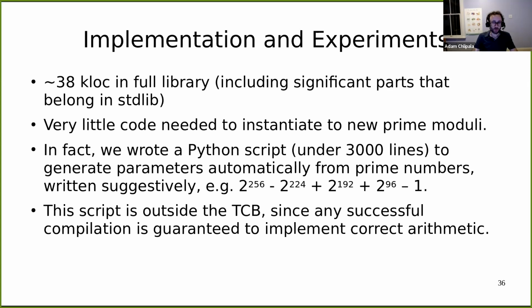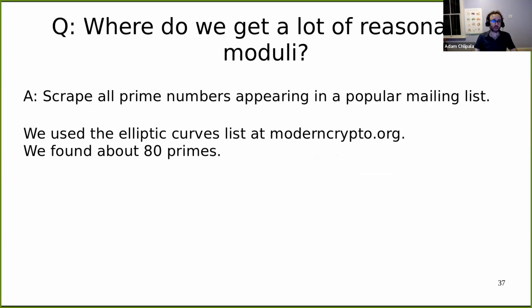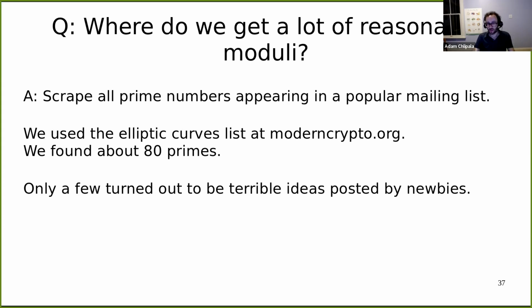Okay, but what benchmark should be used to make sure this works well enough in practice? Where do we get a lot of prime numbers that are good choices for this kind of arithmetic? What we did was we looked at a popular online mailing list about elliptic curves, and we automatically scraped it to find all the prime numbers written in this way. We got about 80 different primes in that fashion. Only a few of them turned out to be postings by newbies who don't actually know how to pick primes properly, and no one knows how to implement those. So our compiler might time out for some of those.